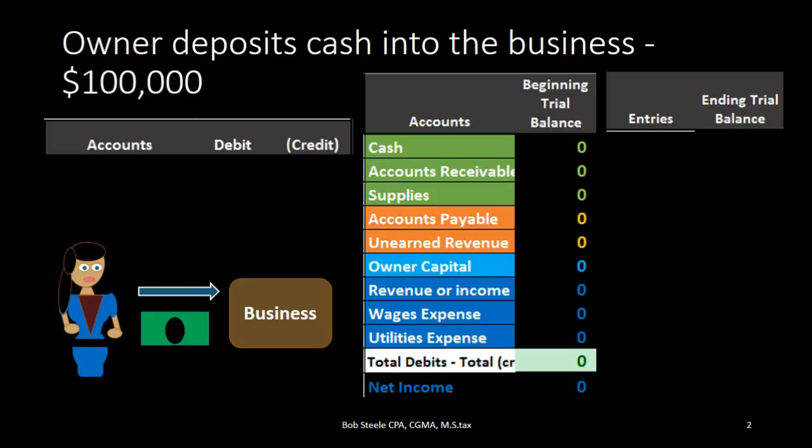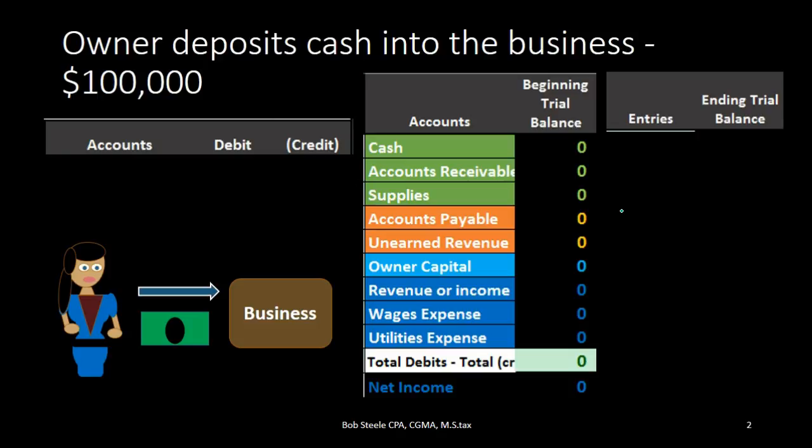Hello, in this lecture we're going to record the transaction of the owner depositing cash into the business. The owner is going to deposit $100,000. Here's the owner, here's the cash, there's the business. It's going from the owner into the business. We're going to record the transaction, the journal entry on the left-hand side, and then post that in a shorthand fashion into the trial balance over here on the right-hand side.